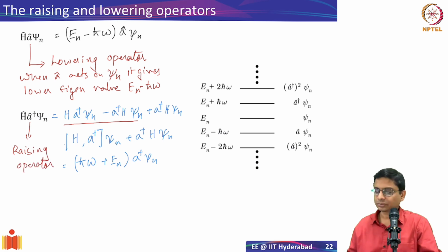Right? So now, what is it doing? Well, when A dagger acts on psi n, it gives you the higher eigenvalues, so En plus h cross omega. Remember, we are talking of quantum mechanics, we have to derive the expression, right? n plus half. We will get to that.